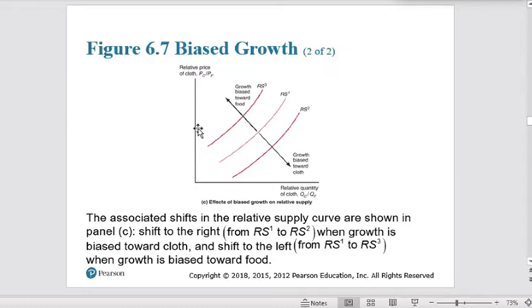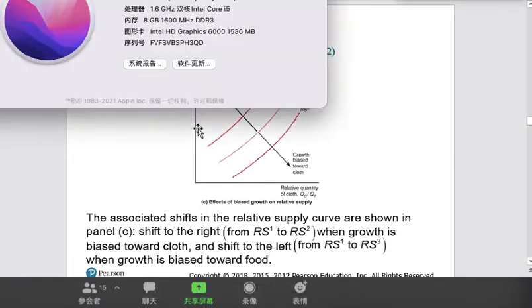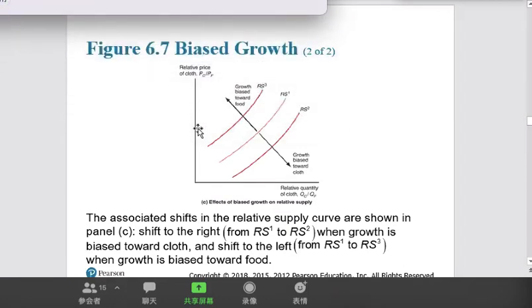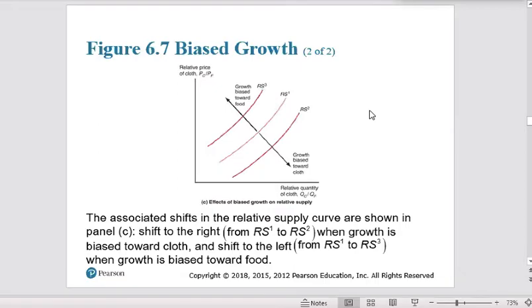Always remember, this is a relative supply. You are measuring the supply of clothes over the supply of food. When there's an increase in food, the relative supply of clothes to food will drop. Okay? Is it clear? Or if you want me to repeat this, just let me know. Alright.